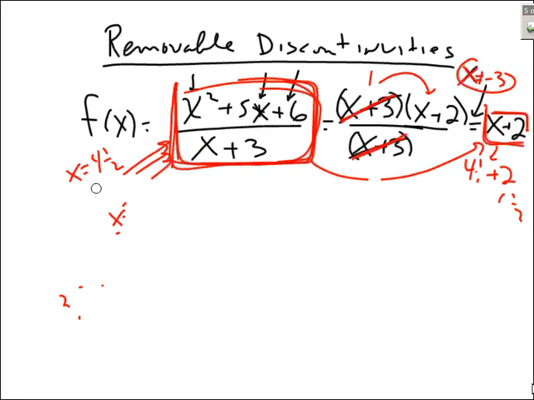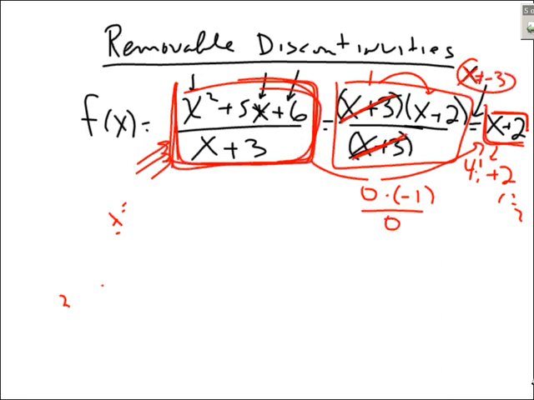Now, on the left-hand side, when you plug in negative 3, remember, this equals the left side. When you plug in negative 3, you get 0 times negative 1 over 0. This is indeterminate. I mean, you want to plug negative 3 in here, you get negative 9, positive 9, excuse me, plus negative 15 plus 6. That's 0. Negative 3 plus 3 is 0. You get 0 over 0.